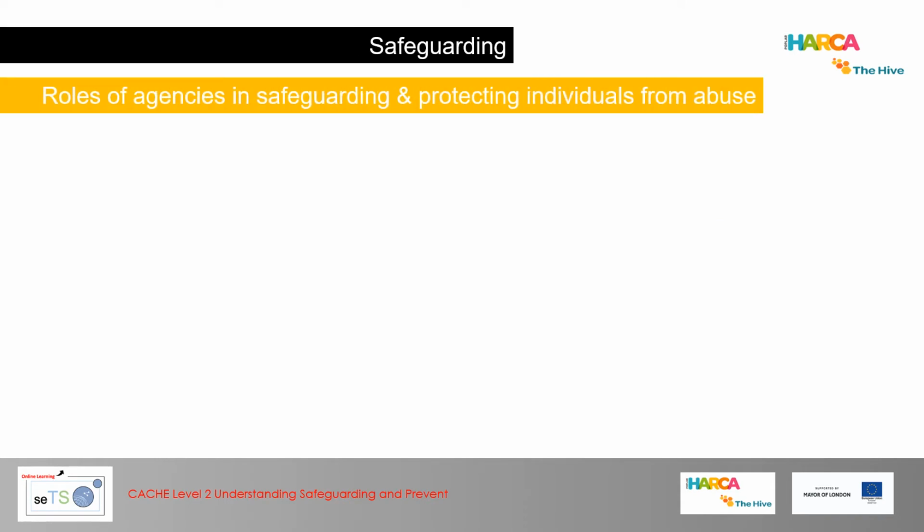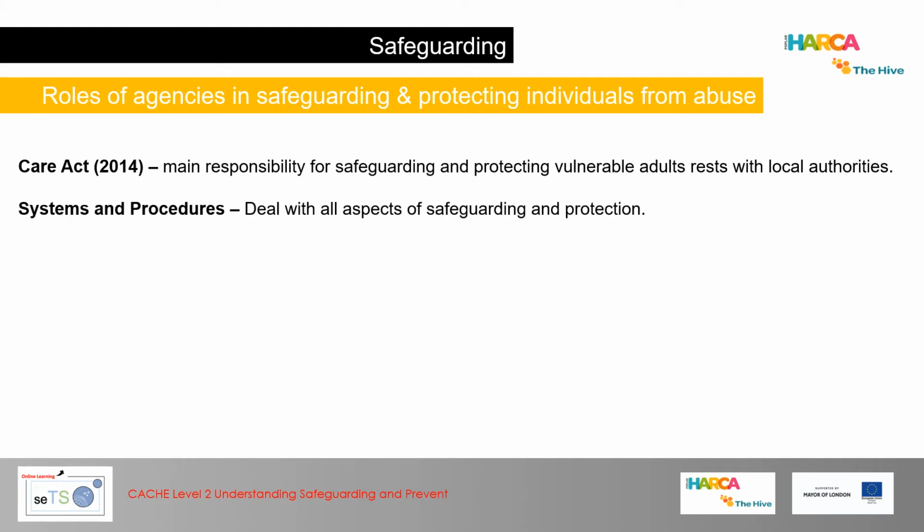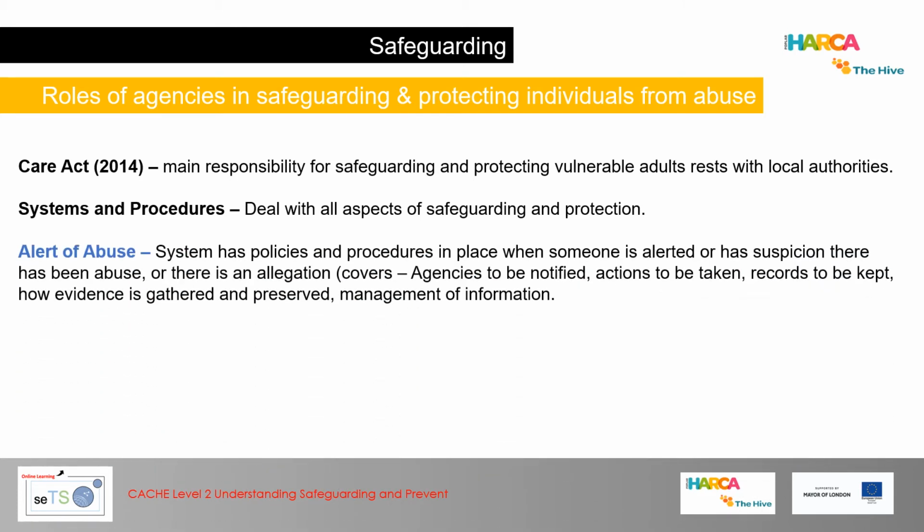Roles of agencies in safeguarding and protecting individuals from abuse. Under the Care Act 2014, the main responsibility for safeguarding and protecting vulnerable adults rests with local authorities. Systems and procedures deal with all aspects of safeguarding and protection. Alert of abuse. The system has policies and procedures in place where someone is alerted or has suspicion there has been abuse, or there is an allegation, and it covers agencies to be notified, actions to be taken, records to be kept, how evidence is gathered and preserved, and management of information.